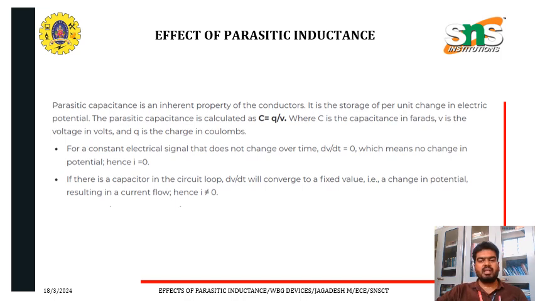Parasitic capacitance is an inherent property of the conductor. It is the storage of charge per unit change in the electric potential. The parasitic capacitance is calculated as C equal to Q by V, where C is the capacitance in farad, V is the voltage in volt, and Q is the charge in coulomb.